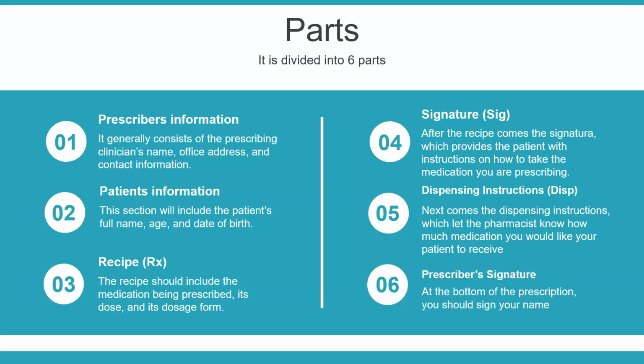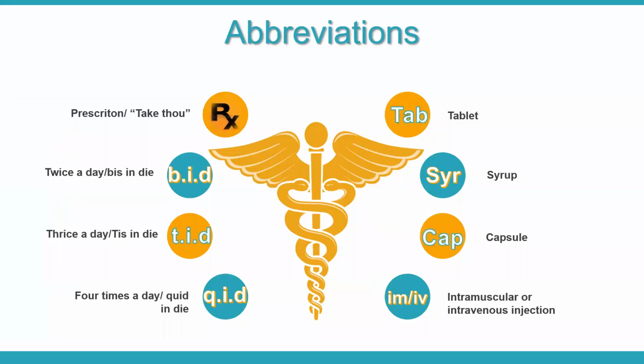Then we have the prescriber's signature. At the bottom of the prescription, the doctor's name is written and the prescriber's signature. Sometimes it also includes the license number of the doctor. All this has to be mentioned in this. So this is about the parts of the prescription.